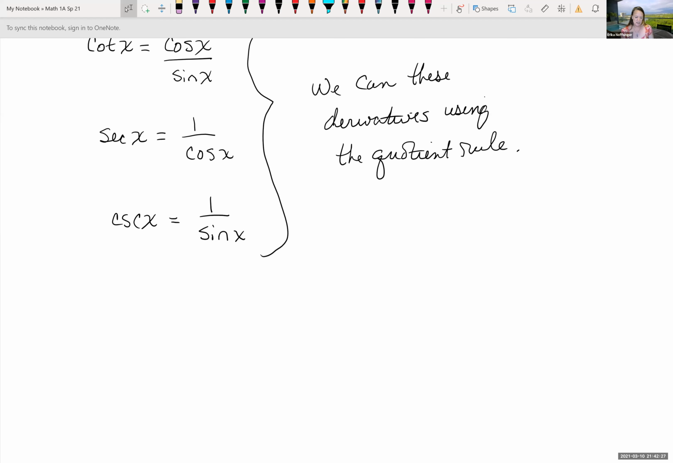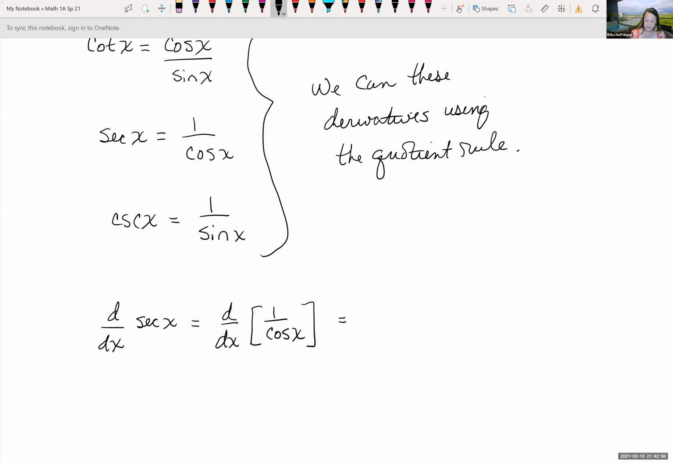So I want to just show you maybe one more of them. We might do them all, I don't know. So let's look at secant of x. If I have the derivative of secant of x, I would first want to rewrite this in terms of sine and cosine, but secant is 1 over cosine of x. So this is d dx of 1 over cosine of x.